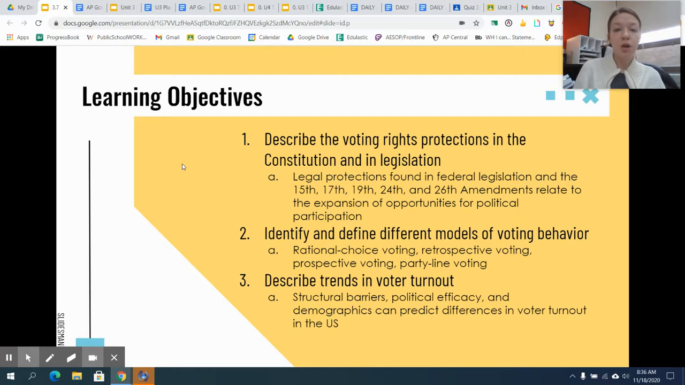We're going to be describing the voting rights protections in the Constitution as well as in legislation. So we're going to be looking at things like the 15th, 17th, 19th, 24th, 26th Amendments. We're going to be identifying and describing different models of voting behavior, right? What does that decision-making process look like? And then describing trends in voter turnout. So what influences the number of people that actually turn out and vote in elections?